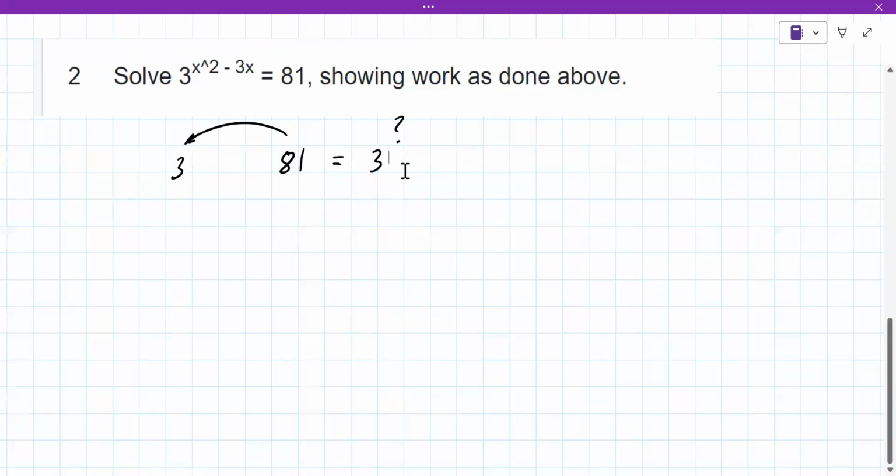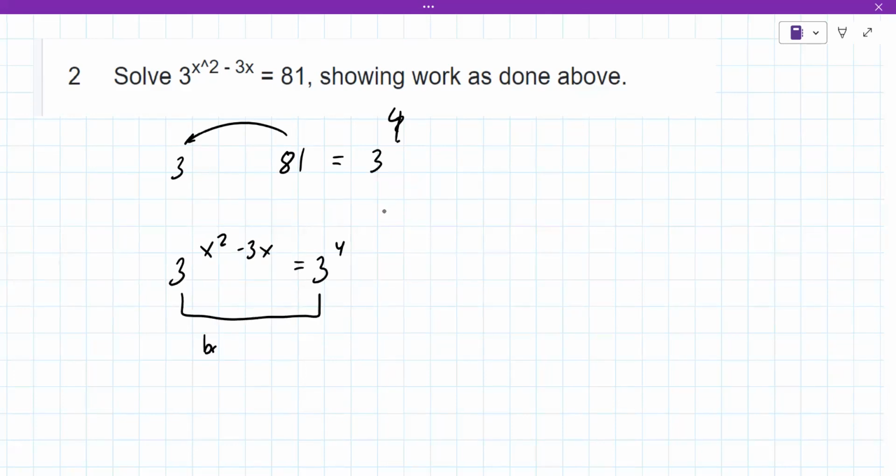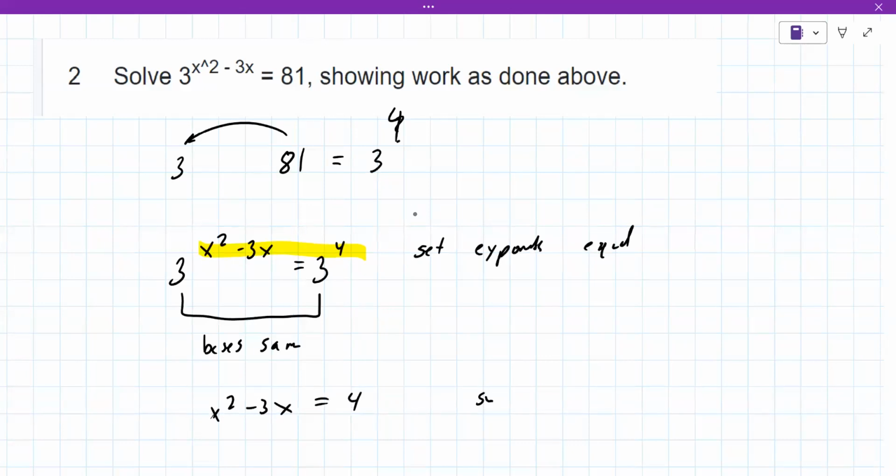Okay, give me like 1 second. I'm going to use the scientific calculator for this, because I don't know from the top of my head. Oh, 3 to the fourth. 3 to the fourth. Fantastic. All right, so that answers that. So you have 3 to the x squared minus 3x equals 3 to the fourth. Because the bases are the same, bases have to be exactly the same, you can then set the exponents equal. So you write x squared minus 3x equals 4, and then you have to solve this equation.